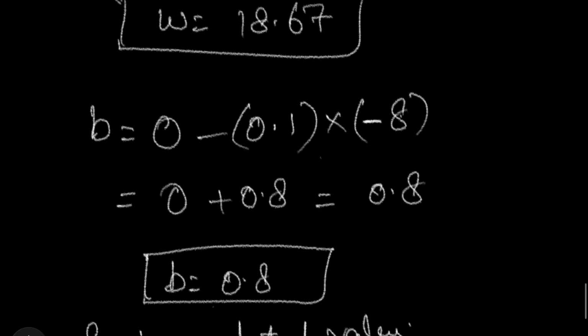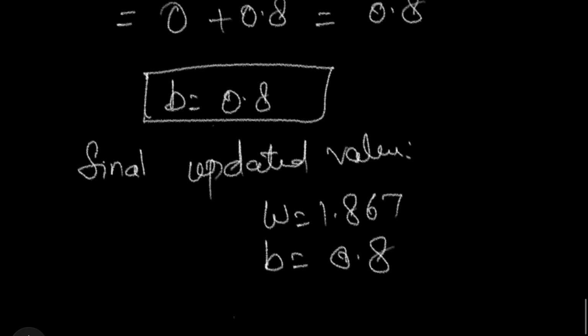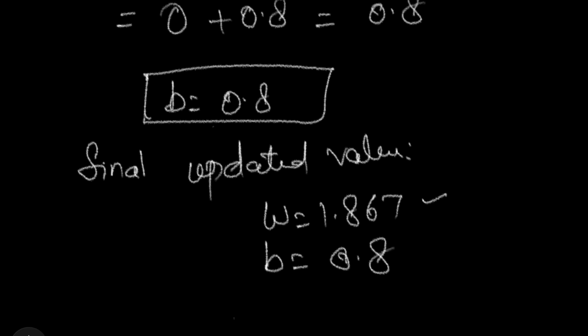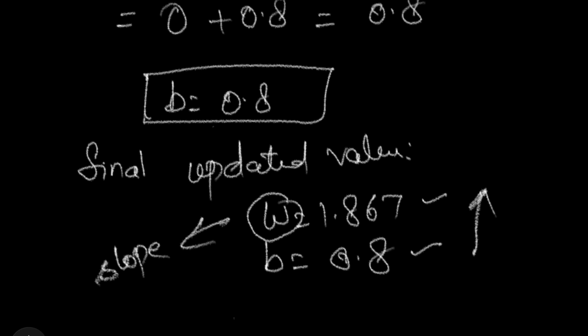The W and B, initially they are 0. Now W is 1.867 and B equals 0.8. It increases actually. Right. So what I said: if the gradient is negative, increase the value. If the gradient is positive, we have to decrease the value. So increase the slope and increase the intercept is what actually happened. W represents the slope, and B represents the intercept in the linear diagram.